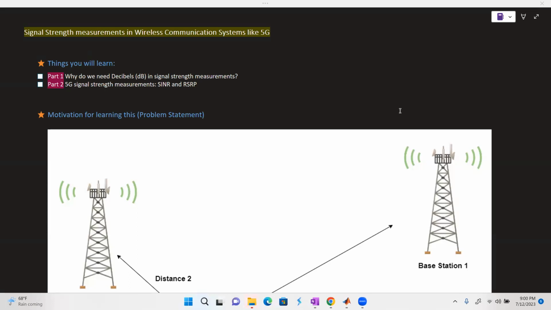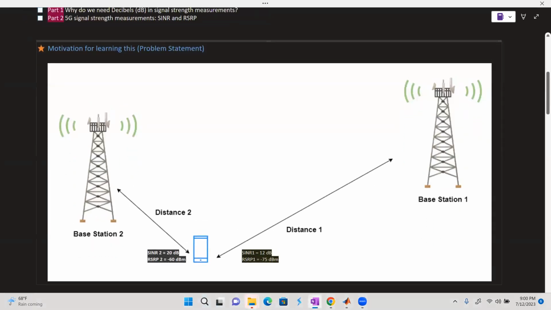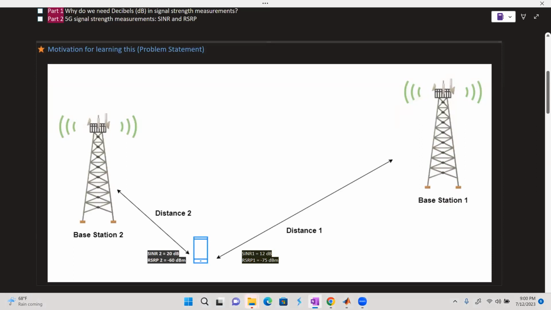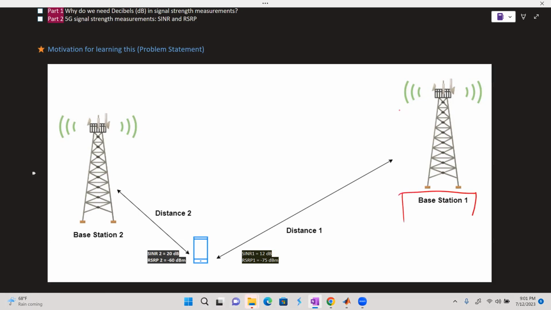So let's start with learning about the motivation to learn this topic, or the problem statement. Imagine you have a wireless device or a mobile phone, and you bring it out to make a call to a friend or to surf the internet. The very first thing that the mobile phone needs to do is connect to something called a base station. A base station is nothing but a cell tower that relays the information from a mobile phone to another mobile phone, or from a mobile phone to an internet server. So that's a base station.